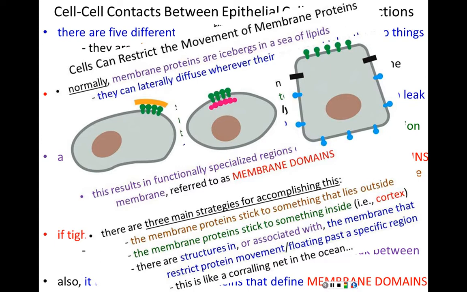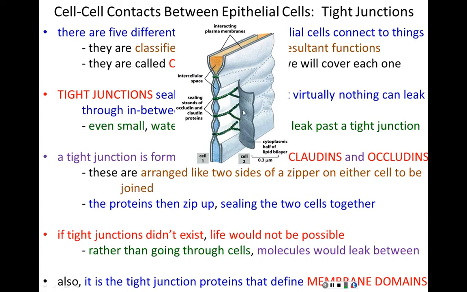The claudins and the occludins are the proteins that other membrane proteins can't laterally diffuse by. And they can't laterally diffuse by them because they're so tightly zipped up into these tight junctions. And so it's these tight junctions that define membrane domains, and it's good that they do because it keeps the apical side and the basal side different, as they should be, because those two sides have very different functions.